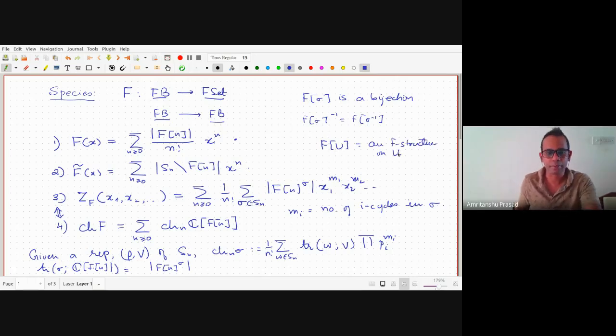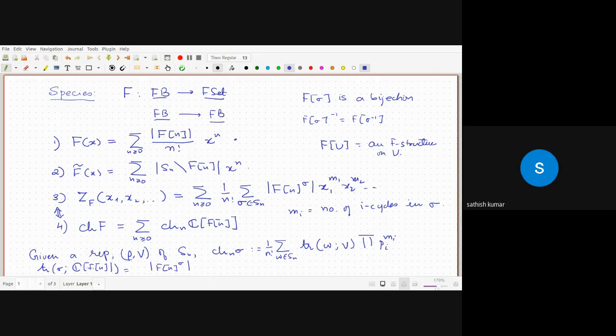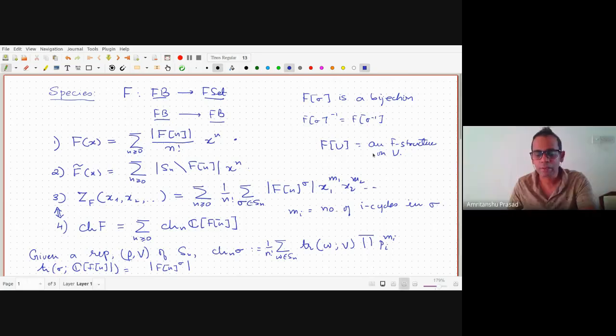So yeah, some question? Sorry, is that all F structures on U? Yeah, sorry, all F. Thank you. All F's. The set of all F structures. An element of F[U] is an F structure on U. So elements of F[U] are F structures on U. And so, for example, if F is a species of graphs, then F[U] is all graphs with vertices labeled by U.